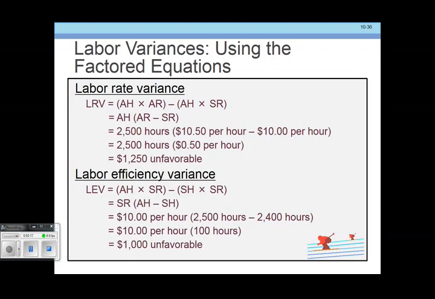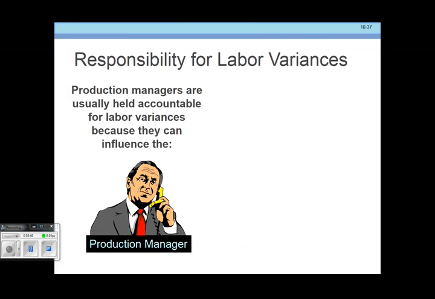This is once again calculating it using the equations, 2,500 hours at 50 cents an hour. Notice that's a positive number, and it's positive, so it's unfavorable, which once again, hate to say it, doesn't make sense to me. And then notice on the labor efficiency variance, they spent $10 an hour on an extra 100 hours. Once again, that's a positive number and it's unfavorable. So whatever way makes sense for you, please feel free to do that.